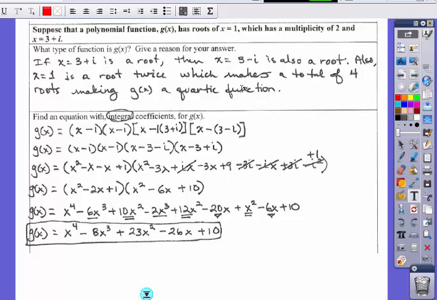For this last problem here, they give me that x equals 1 is a root, and it has a multiplicity of 2. Then they also give me 3 plus i. And remember, the imaginary roots come in pairs, so 3 minus i is also going to be a root. So what type of function is this, and give your reason? Well, since we have a 3 plus i, we're also going to have 3 minus i, plus we have that x equals 1 is a double root, so that gives us a total of 4 roots, making it a quartic. Now multiplying this all together to try to come up with our equation.